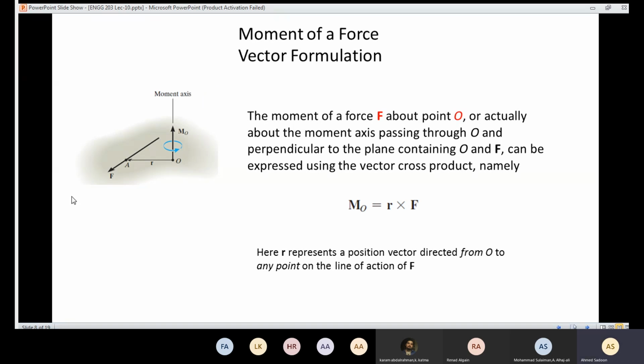So the moment vector can be expressed by the vector cross product. M vector equals R vector, where R represents the position from the point O to any point on the line of action of the force, cross F. F is the acting force here, the force that caused the moment.